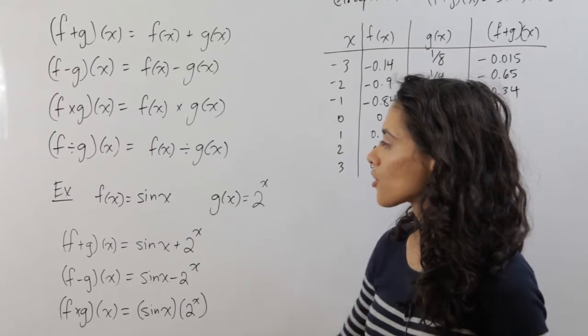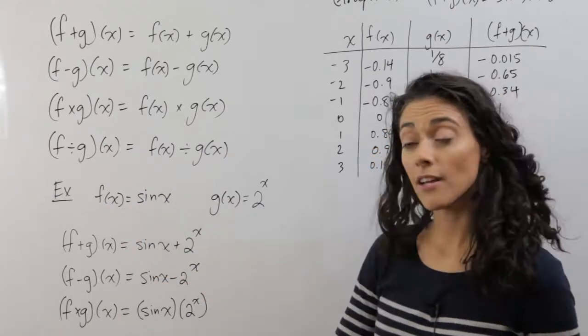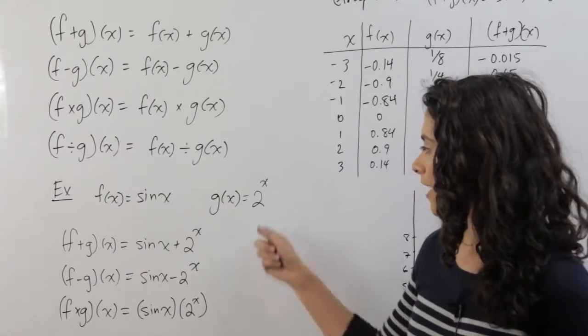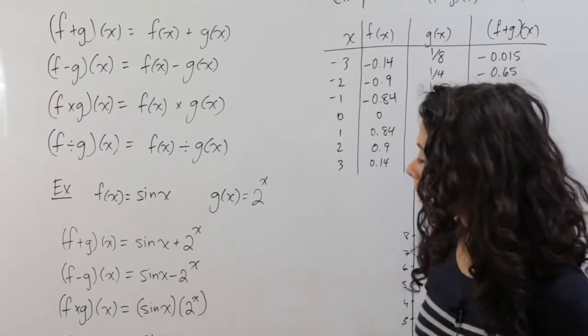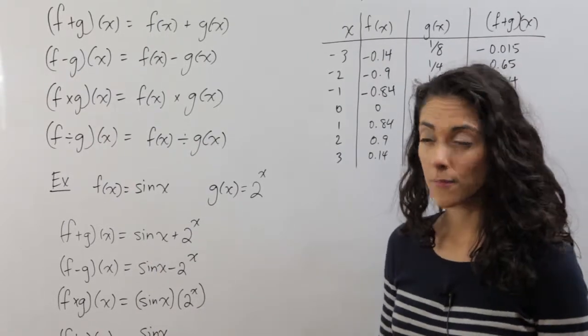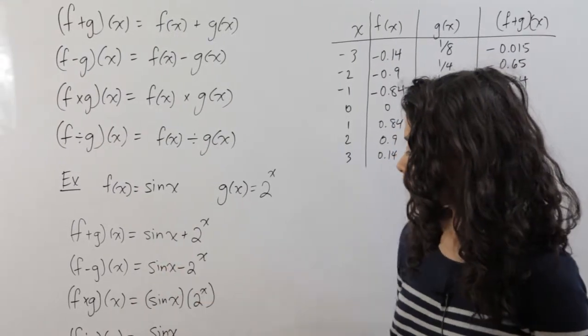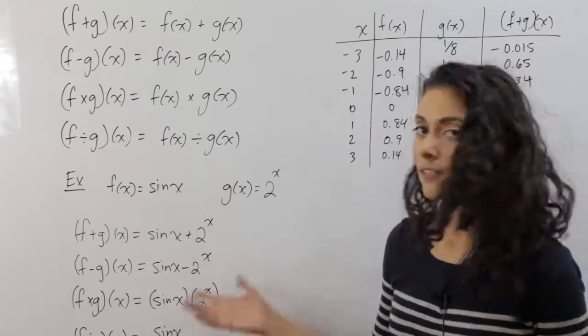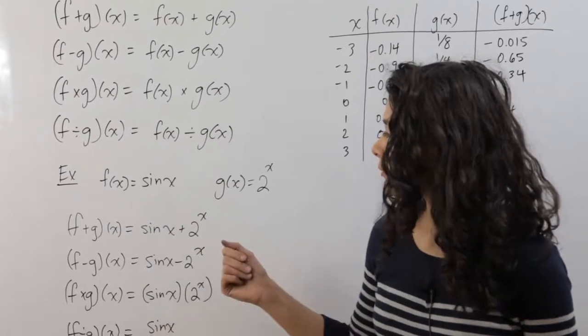Let's call some function f of x, we'll say that it's sine of x, and some other function g of x, an exponential function, 2 to the x. If I add these two functions together, of course, that would be the equation. I simply add them together, or subtract them, multiply them, divide them. Several things that we can do with these.